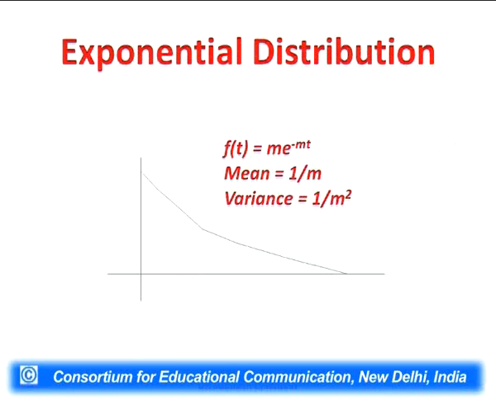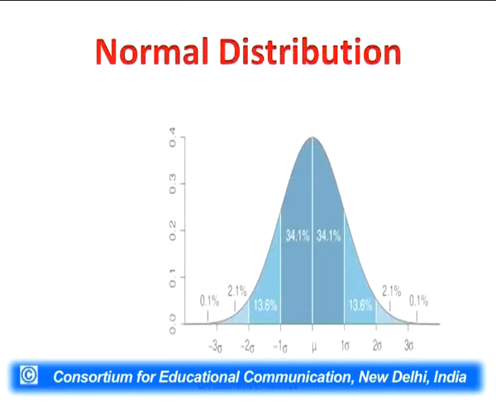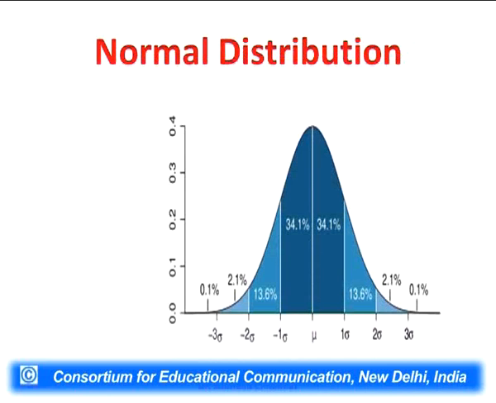Exponential is a function of m e raised to the power minus mt, where mean is 1/m and variance is 1/m squared. Normal distribution, all of the viewers must be knowing it. It is like this bell-shaped curve with plus minus 1 sigma value around 68%, plus minus 2 sigma 95%, and plus minus 3 sigma 99.73%. So this is normal distribution.